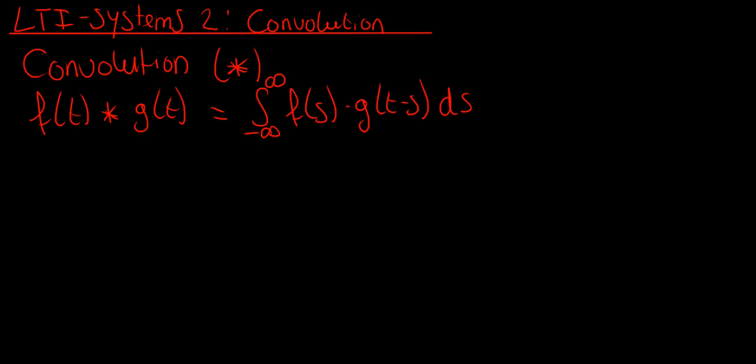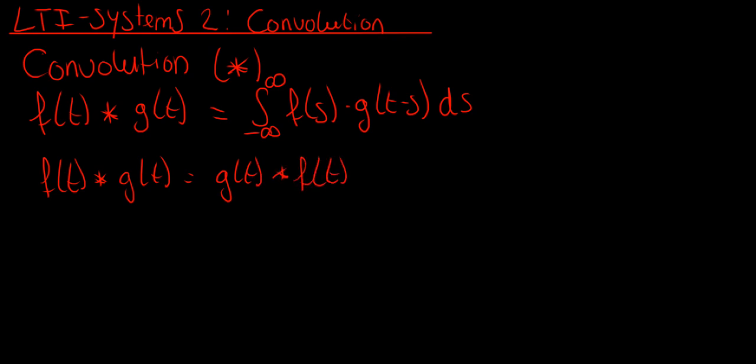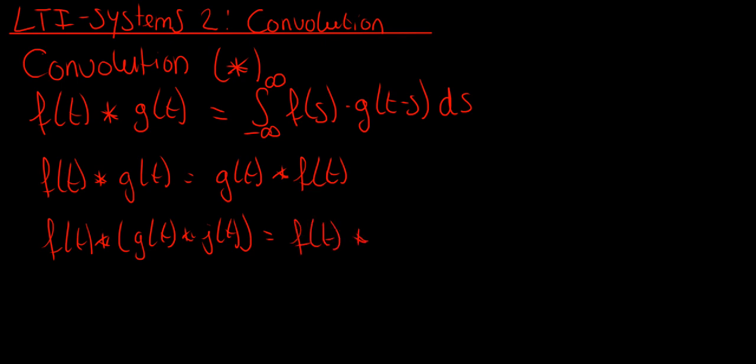Before I show you some nice visualization, I want to tell you that if we convolute two functions, it doesn't matter in what order we convolute them. It doesn't matter which function we convolute first. It is the same as multiplication. f convoluted with g and then convoluted with j, that does not change anything.